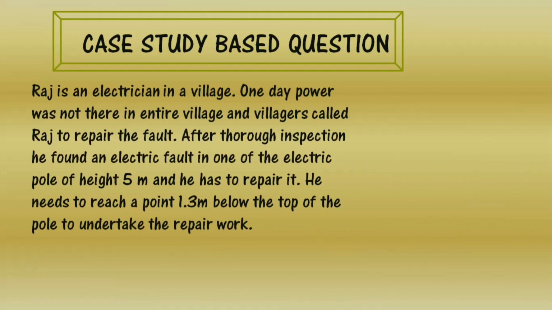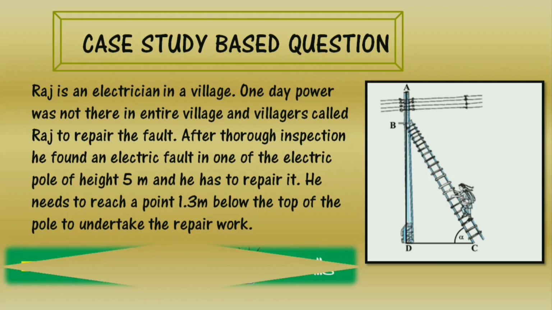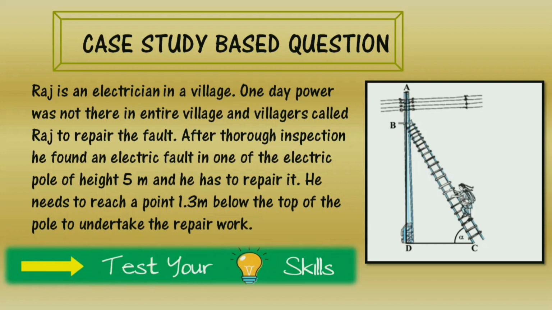Case study based question. Raj is an electrician in a village. One day, power was not there in the entire village and villagers called Raj to repair the fault. After thorough inspection, he found an electric fault in one of the electric poles of height 5 meter and he has to repair it. He needs to reach a point 1.3 meter below the top of the pole to undertake the repair work. Based on this situation, we have some questions.